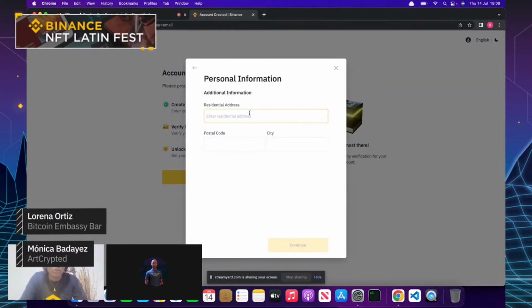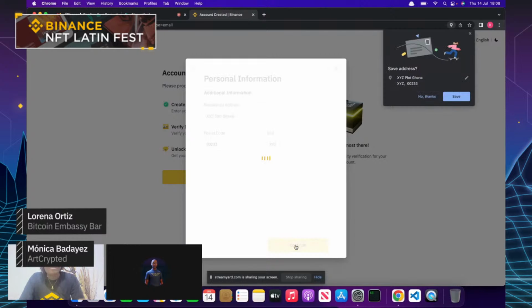When you hit continue, you'll be told to input your residential address. So let me just say XYZ plot, XYZ plot Ghana, but do use your residential address as you have. So I say XYZ plot Ghana, that's my residential address, and I put the postal code, and I say city XYZ. All right, so you go through this and you continue. So let's see what happens.